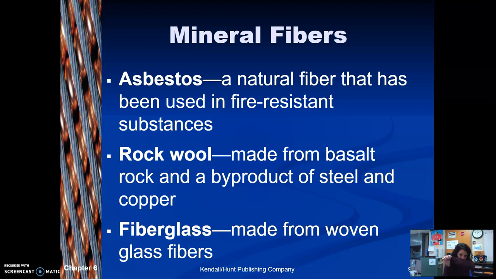Rockwool is another insulator. It's made from a basalt rock, which is a volcanic rock. You've maybe seen it. It's like that black rock with all the little holes and pockmarks. Air pockets form, and then the air leaves and the rock is left behind with these holes in it. And it's mixed with a byproduct of steel and copper.